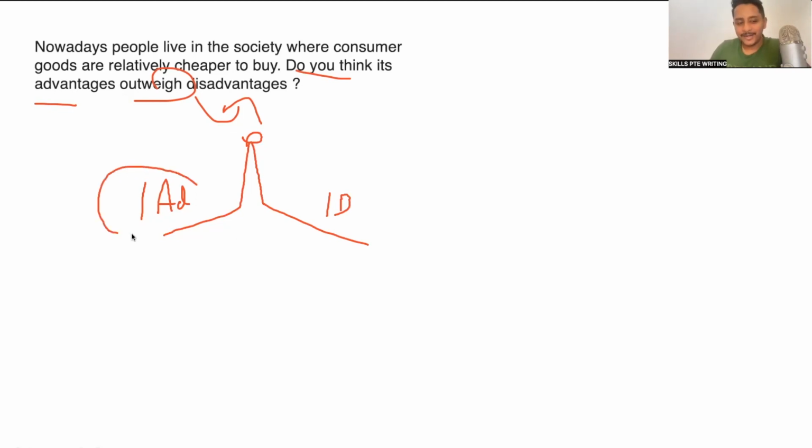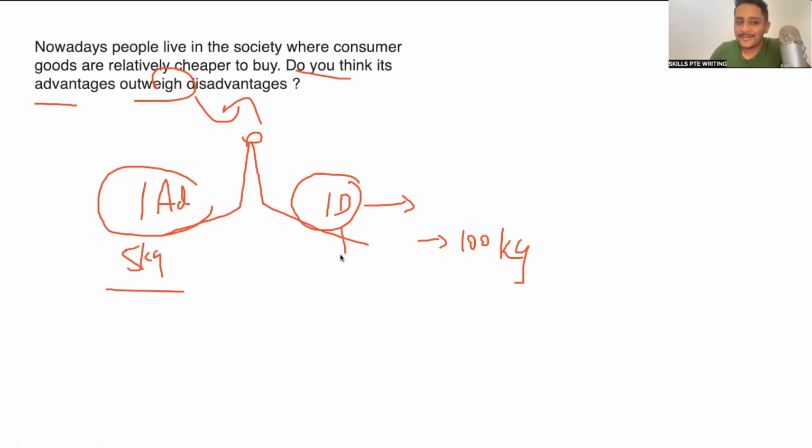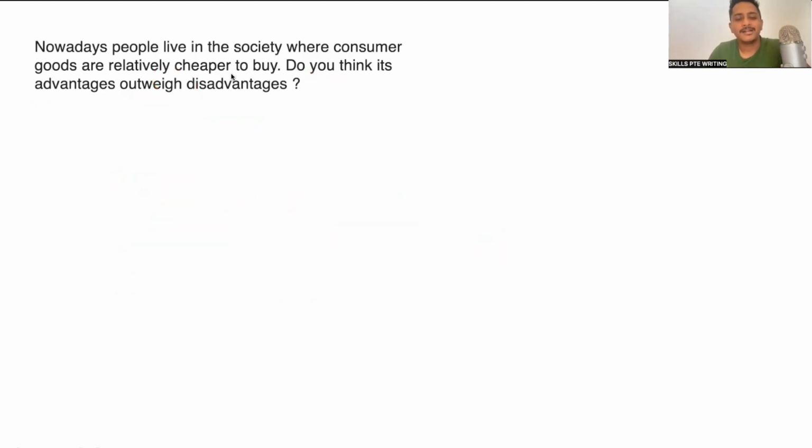So I write an advantage which is not a very effective advantage, and I write a disadvantage which causes a lot of loss, huge loss. Then this one is weighing 100 kg, this one is weighing, let's say, 5 kg. Then I can say disadvantage outweighs advantage. That's the question. Understand the question and then start writing.